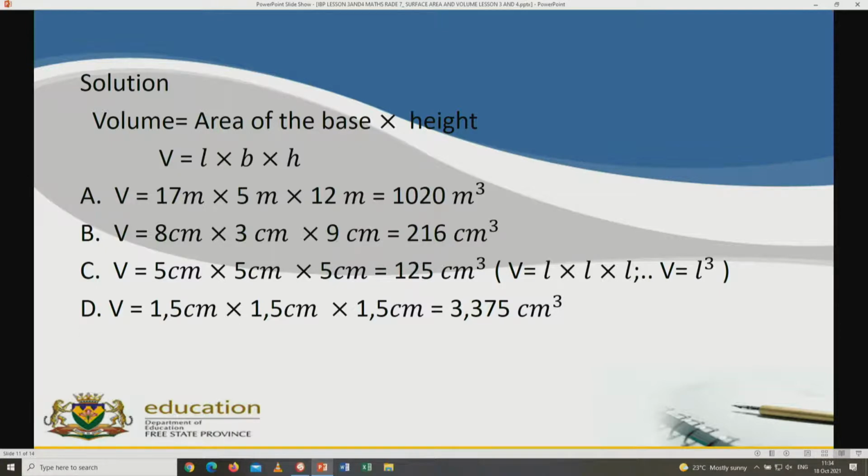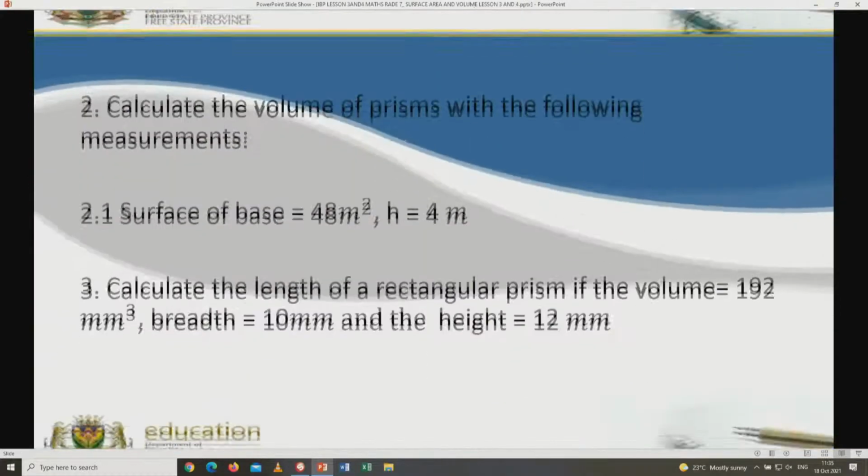Then we multiply it by the height or the other length, the third side of 1,5, it will be 3,375. And therefore look at the units. It's very, very important that you need to put them as the question wanted. That will be cubic centimeters.